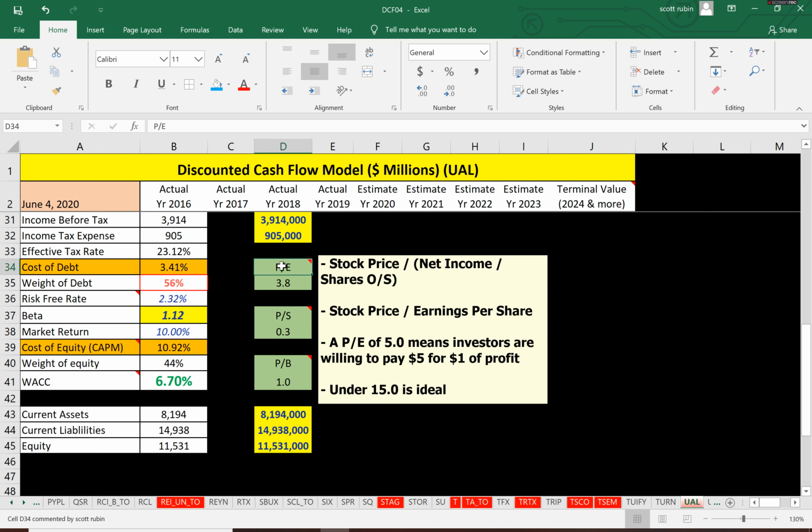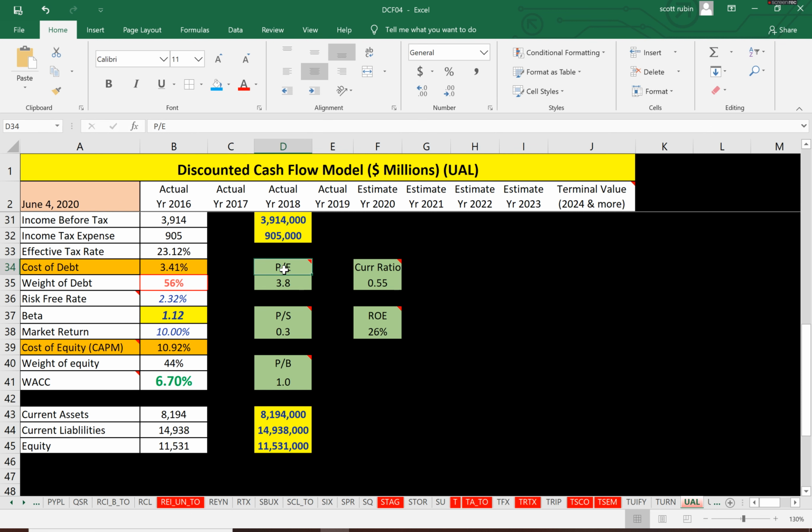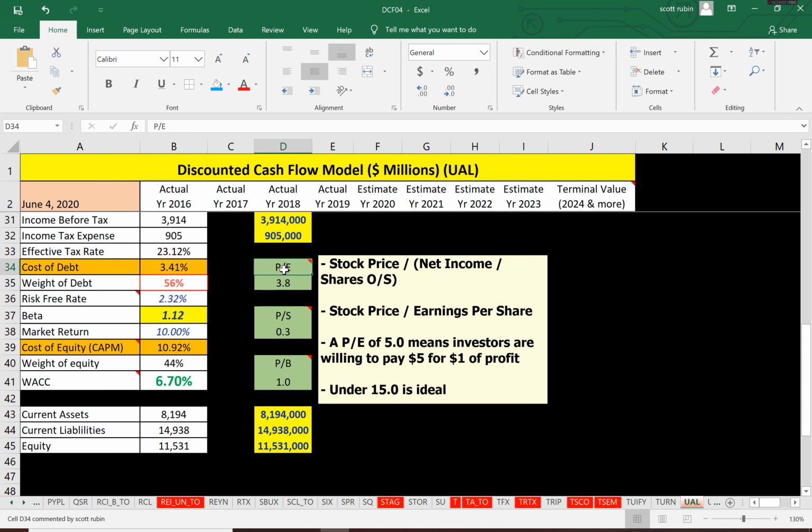So PE is one of the most popular ratios. That's price over earnings per share. And I like to see a PE under 15. And this has a 3.8 PE, which is really, really good. Obviously, there's more to it than just PE, but that's a really good sign.